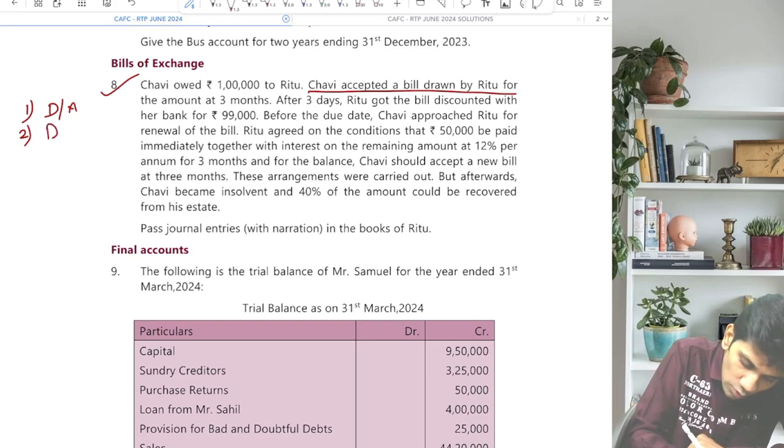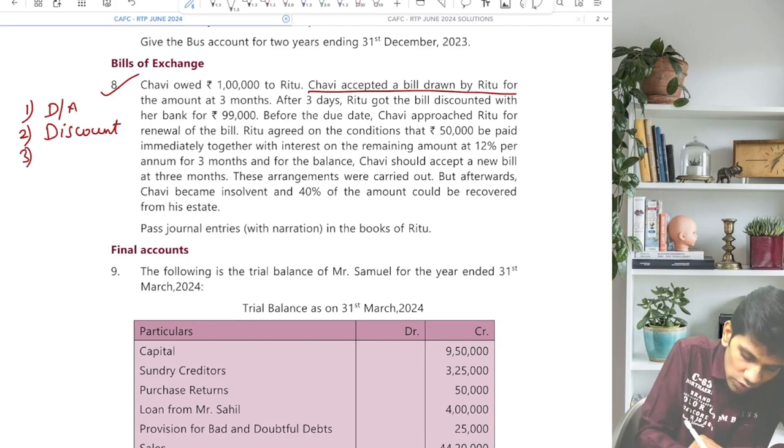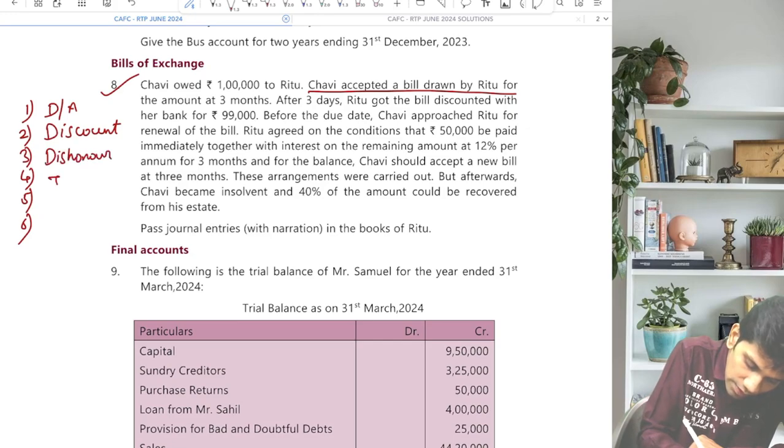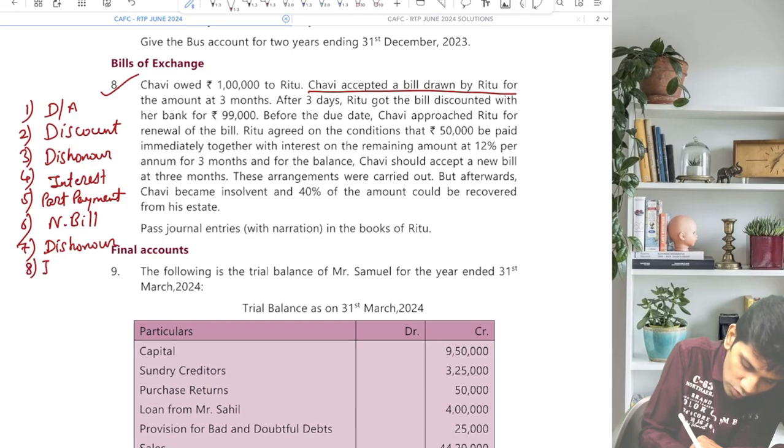Then the bill got discounted with the bank. Then renewal came. So renewal comes with 4 steps. This is dishonor, interest, part payment, and new bill drawn. Then dishonor again as Chavi became insolvent. And the last step is the insolvency entry.